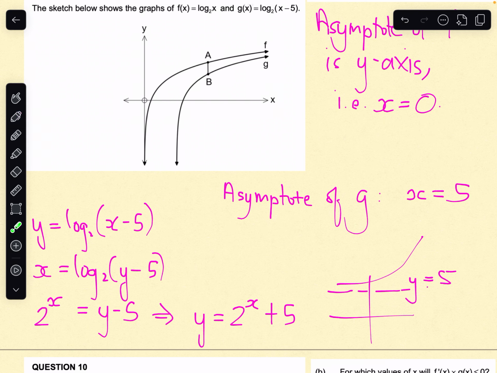So then it makes sense that the asymptote of the inverse will be the reflection of this in the y is equal to x line. So it would be the x is equal to 5 line. Hope that makes sense. So that's another way to think about it.